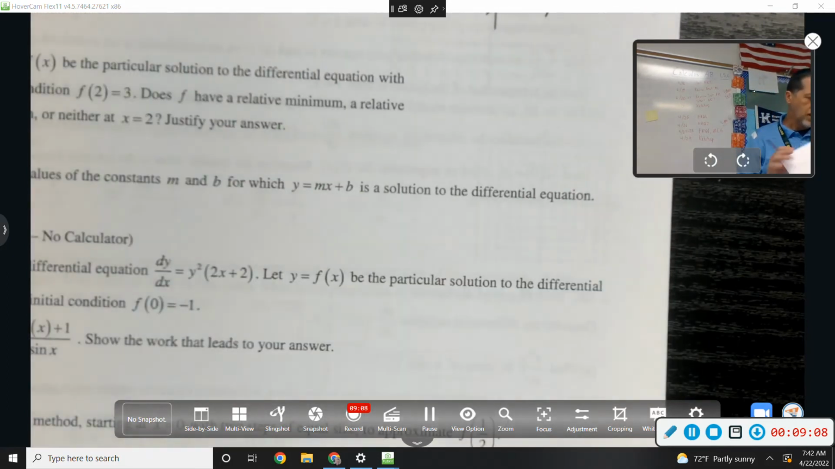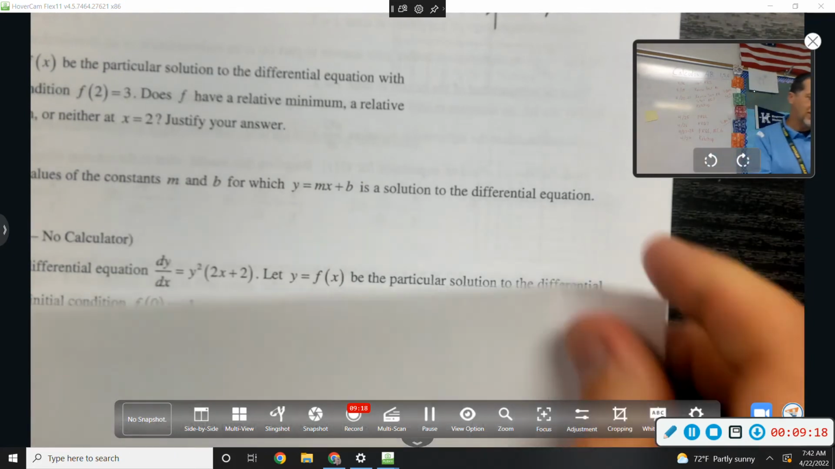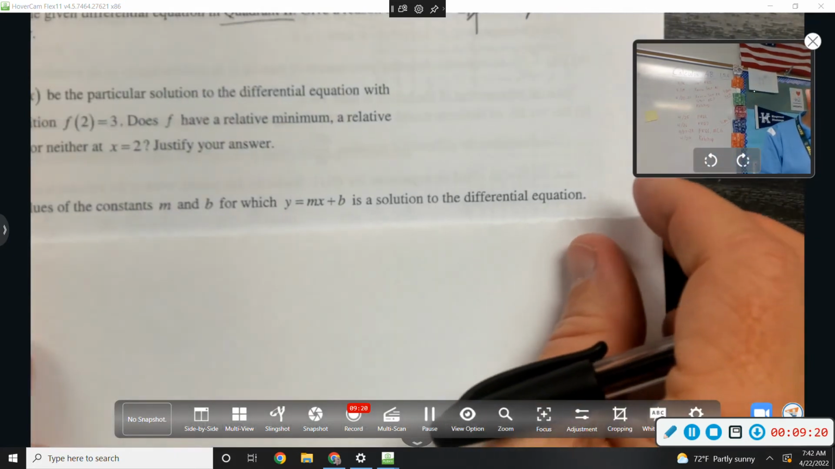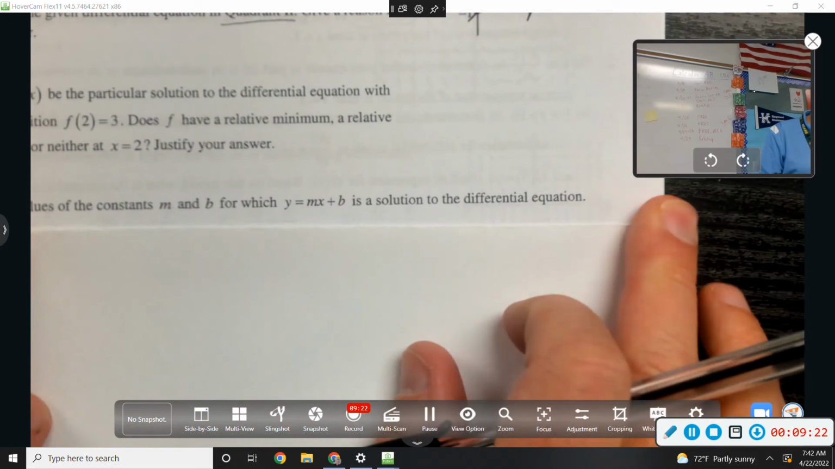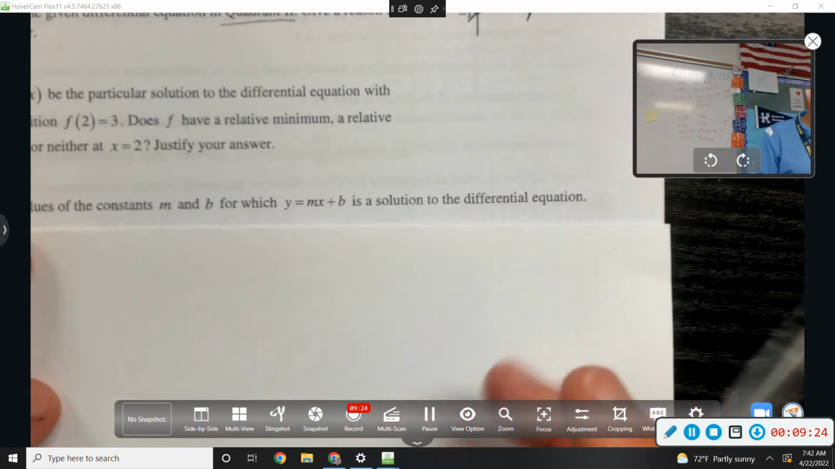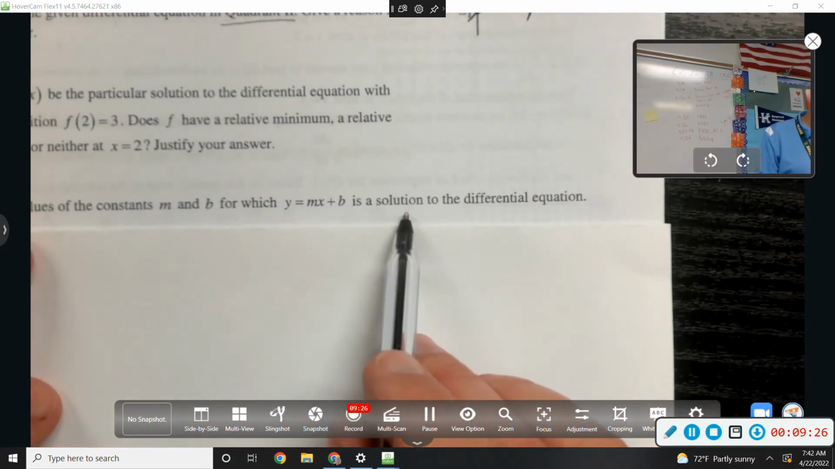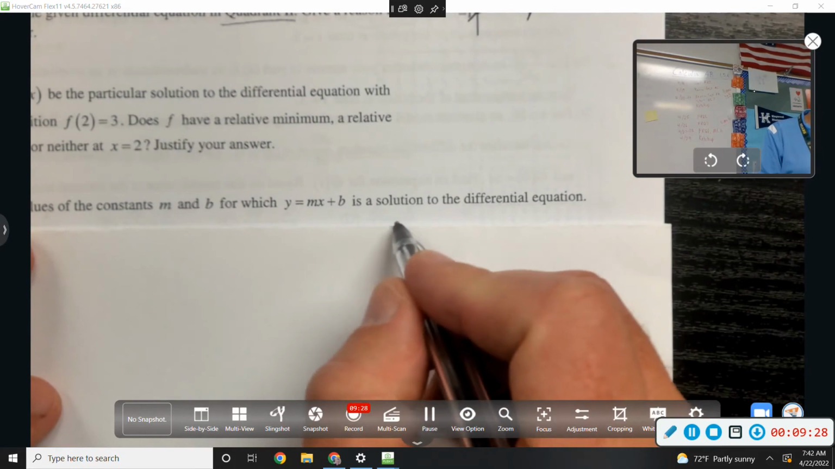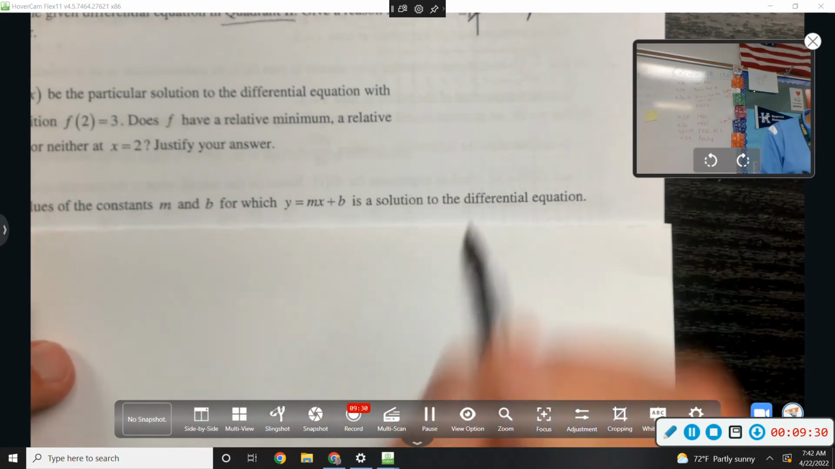Part D. Maybe that's why C was easy, because there was another part to it. Or maybe they wrote the question and then thought, that was too quick. Let's do one more thing. Find the values of the constants m and b for which y equals mx plus b is a solution to the differential equation.